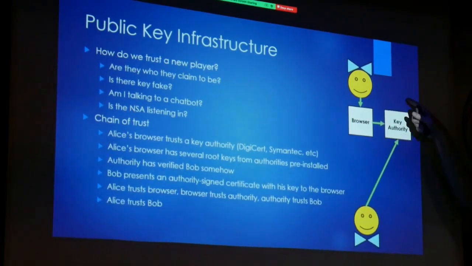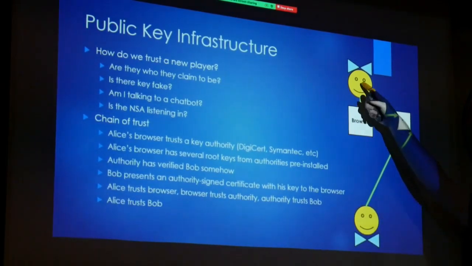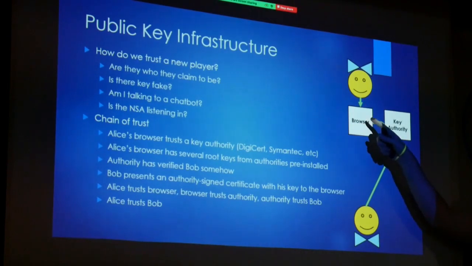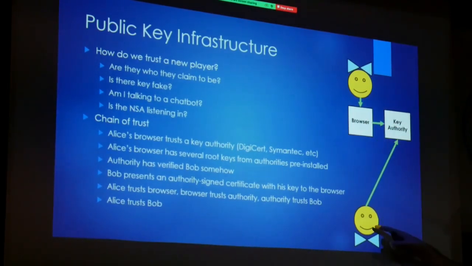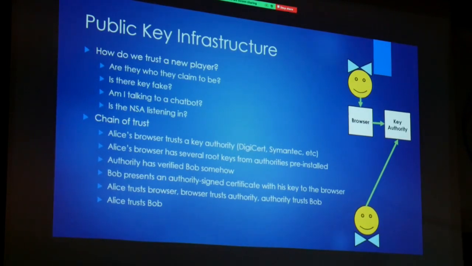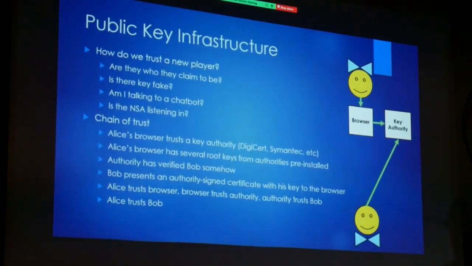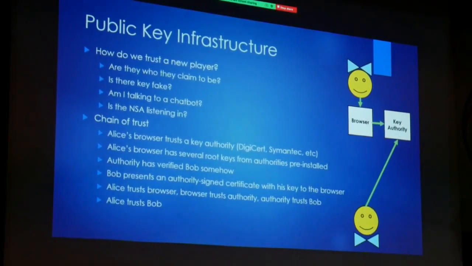By using this intermediary, the key authority, you can broker trust. Alice trusts the browser, the browser trusts the key authority, and the key authority trusts Bob. Therefore, Alice can trust Bob. Okay? But again, we have this same limitation. How do those original keys come in? Remember, Eve is infinitely patient. If she compromises one, she's got you forever.